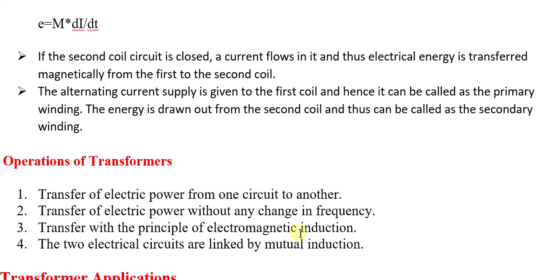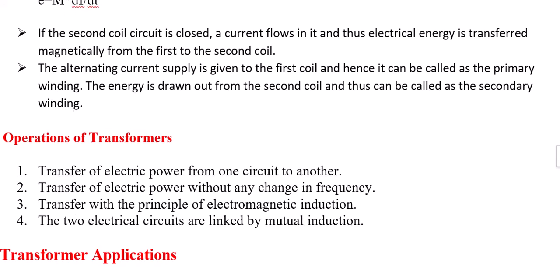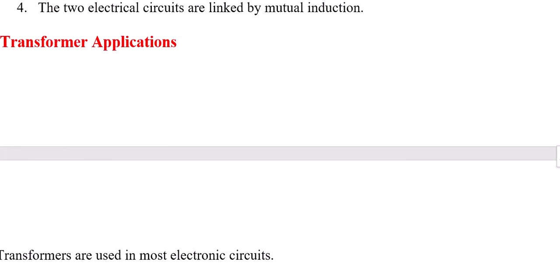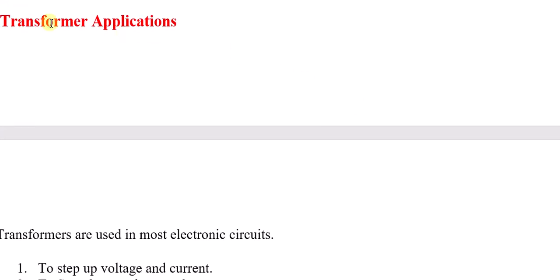Transfer with the principle of electromagnetic induction, EMF is induced, which is calculated by M into di by dt, which is again an electromagnetic induction principle. The two electric circuits are linked by mutual induction. E equals M into di by dt. Definitely mutual induction is coming into the picture. Yes, so these are the operations of transformer. Okay, so this is very important. Next, we will come to know the transformer applications.